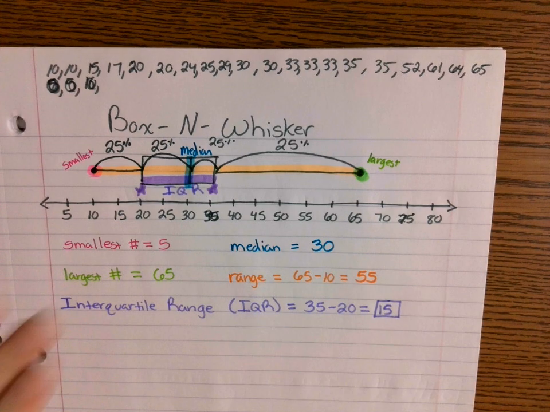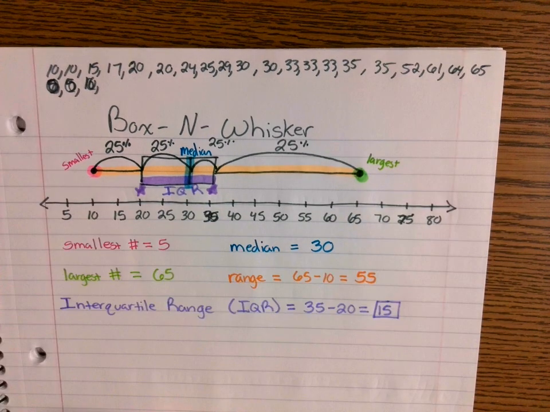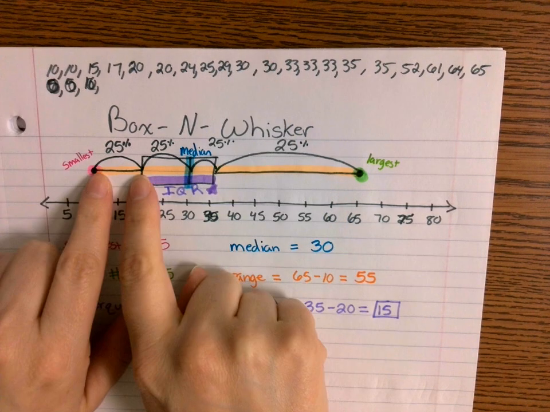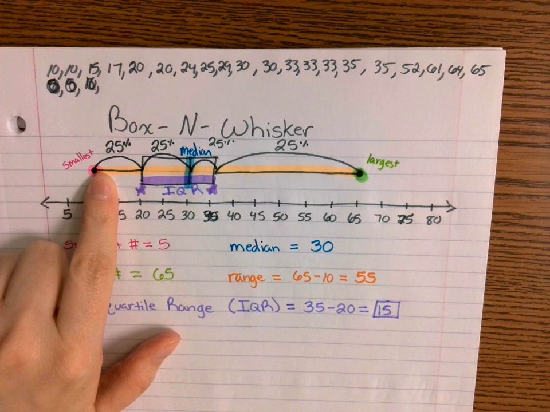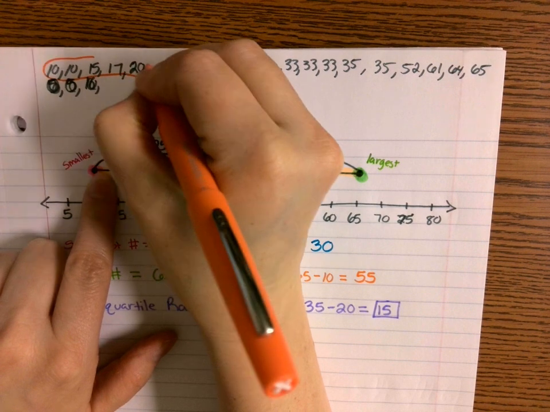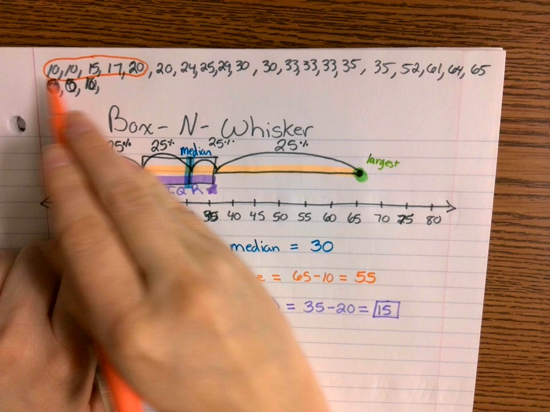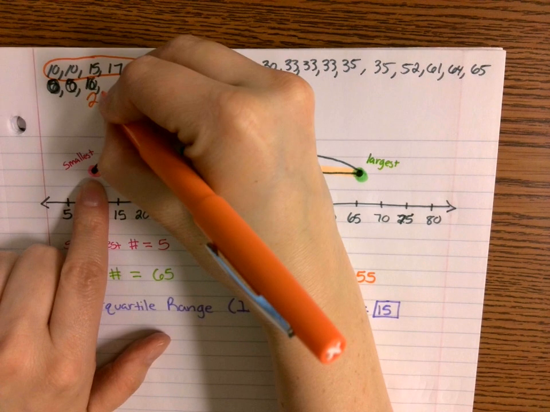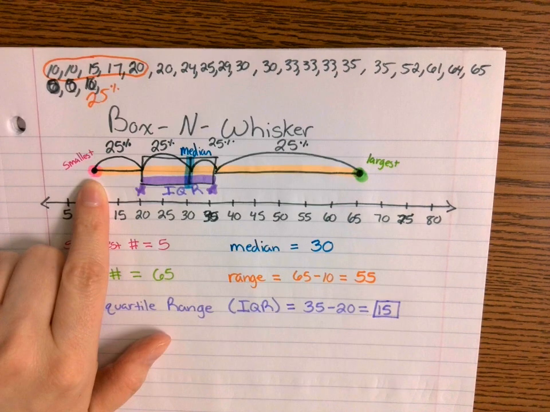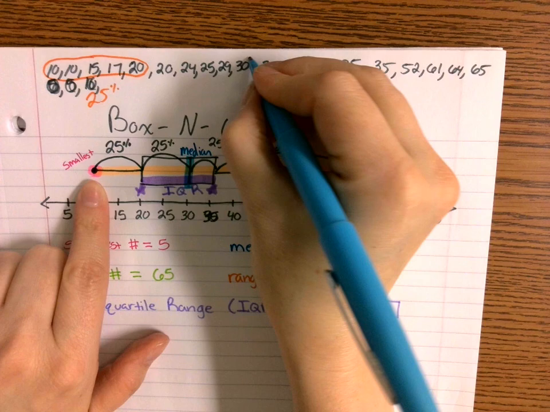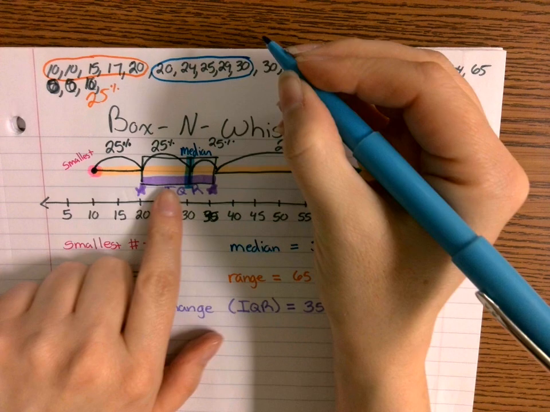When I say that 25% of my data set is in this first section, that means these first 5 numbers, 10, 10, 15, 17, and 20, belong right between here. That's my first 25%. Then my next 25%, from 20 to 30, these numbers right here are going to belong in this next section. That's 25%.